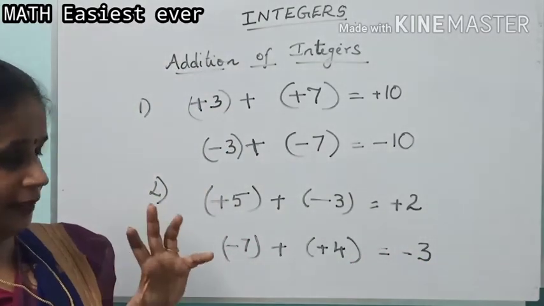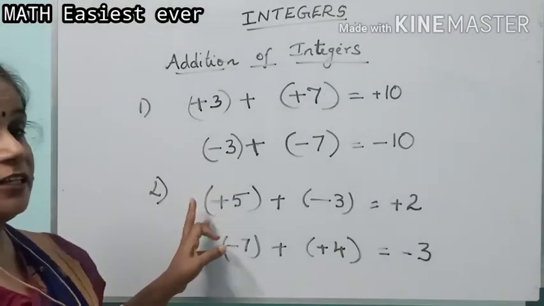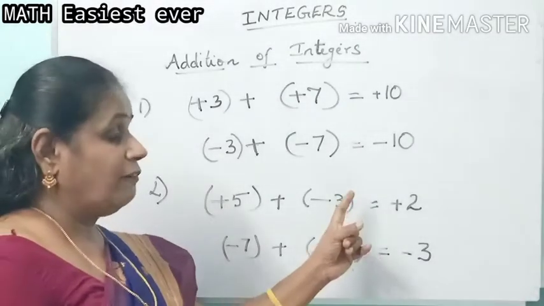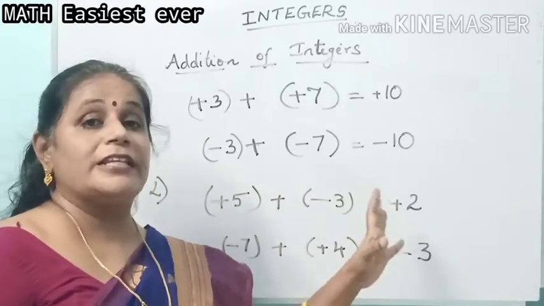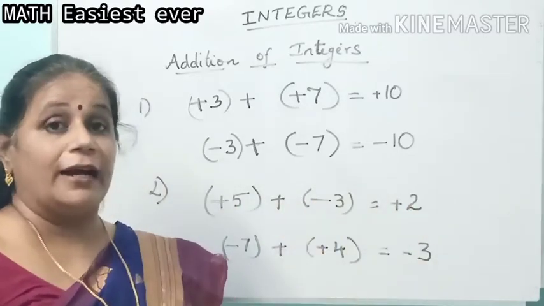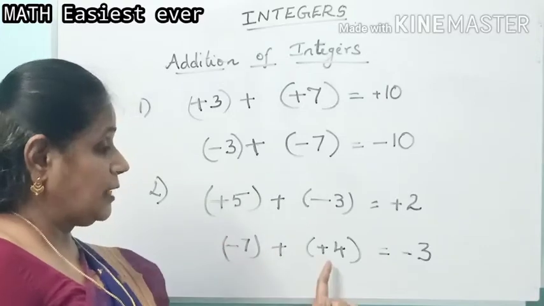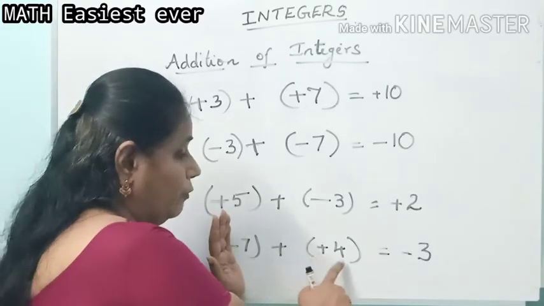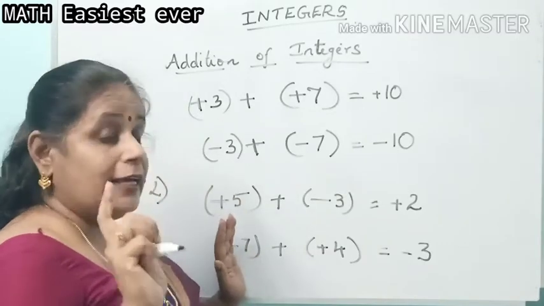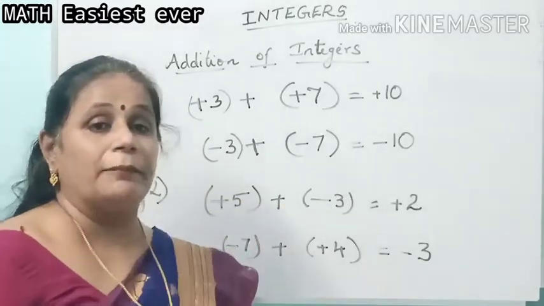Hope this part is clear for you. When you have integers of different sign, you have to subtract, or find the difference of the two integers, and put the sign of the greater number regardless of its sign. So greater number means, don't say plus 4 is the greater number. Don't see the sign. You take 7 or 4, which is the greater number? 7. Its sign is minus, so you have to write minus 3.